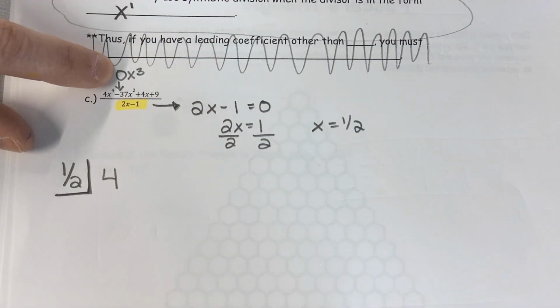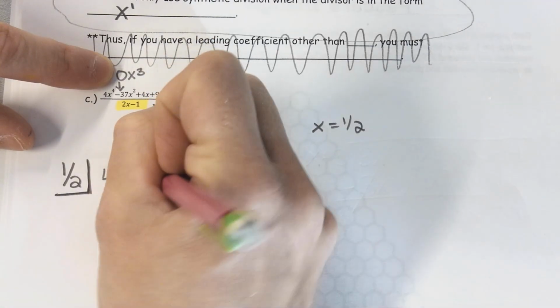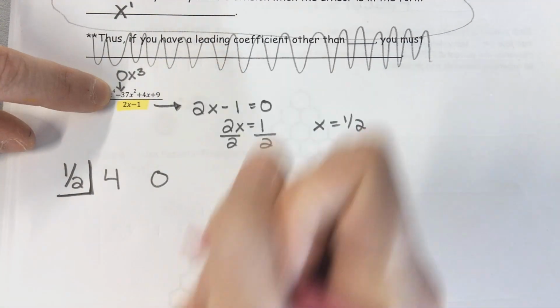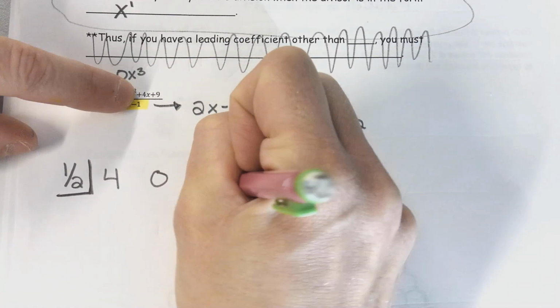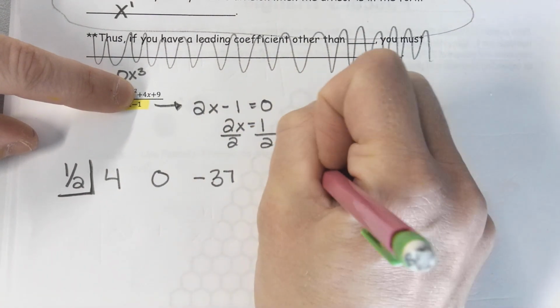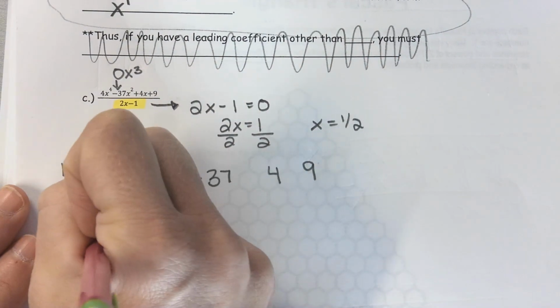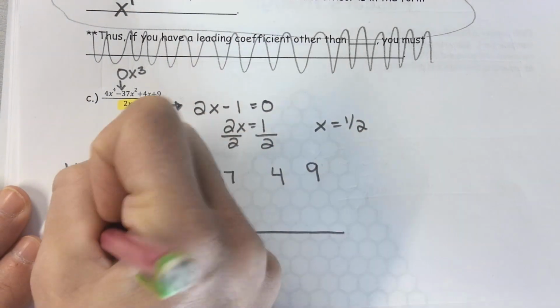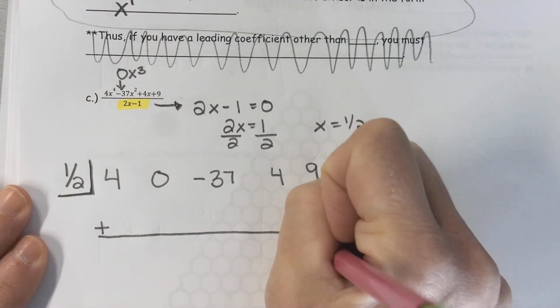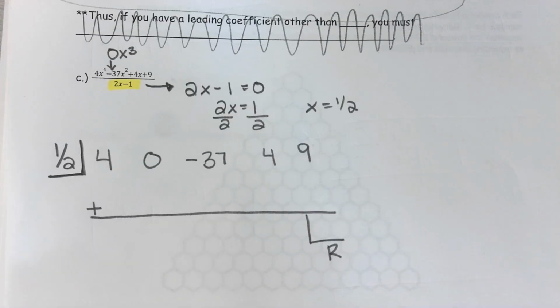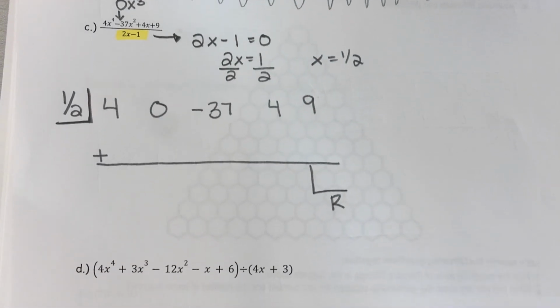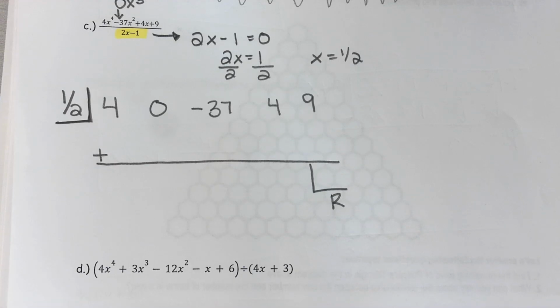What's my coefficient for x cubed? 4. What's my coefficient for x squared? 0. X. And then my plain old number is 9. Draw your line, draw your addition, and put the ledge that holds your remainder. Like I said, the setup is truly half the battle. Do we have the setup?